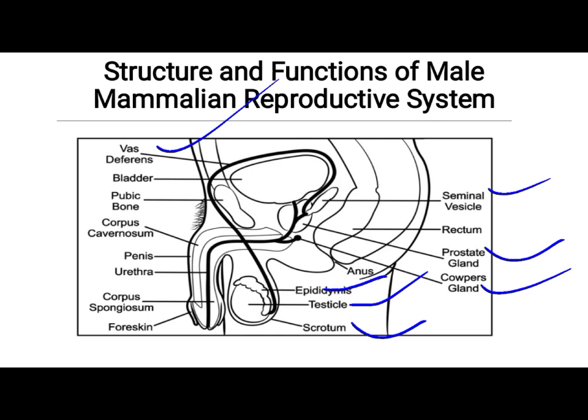I've talked about the seminal vesicle here, and of course, the next one I will be talking about is the urethra. The urethra is here. The urethra is a narrow tube that prolongs into the penis. You can see it prolong into the penis. This is the urethra inside the penis.